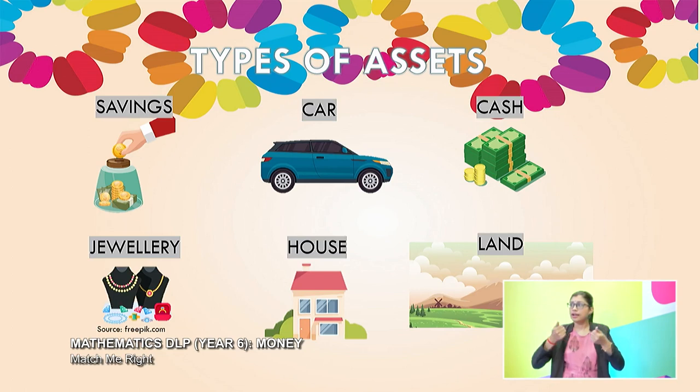Savings, in your piggy bank or in the bank outside there. Car and house, you have to settle the payment fully. If you're still paying the monthly installment, does it come under asset, Sean? I think so. I said that's something you own fully. If you're still paying the installment to the bank, that means the car is still under the bank, right?